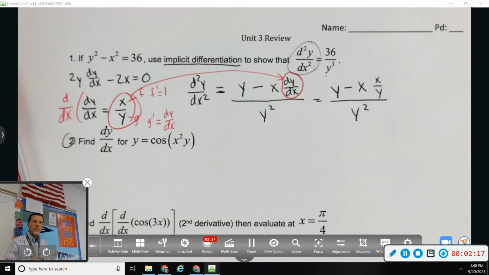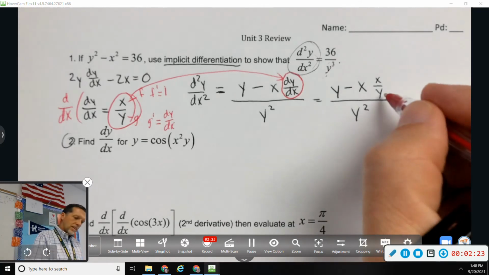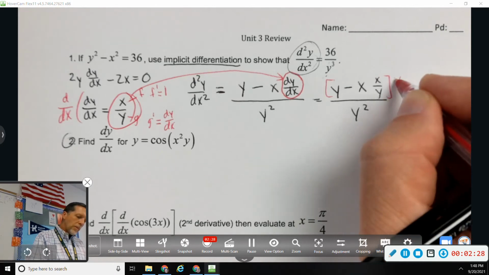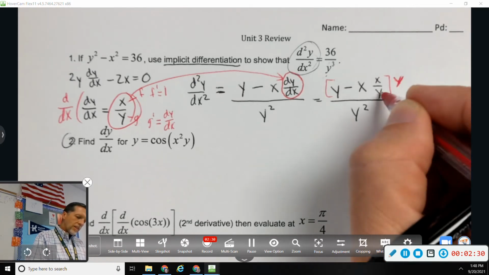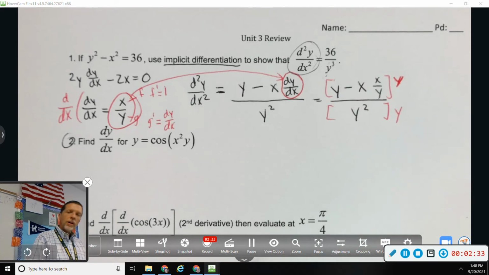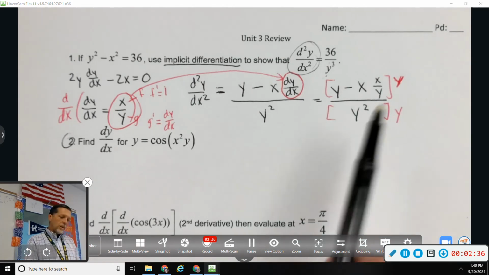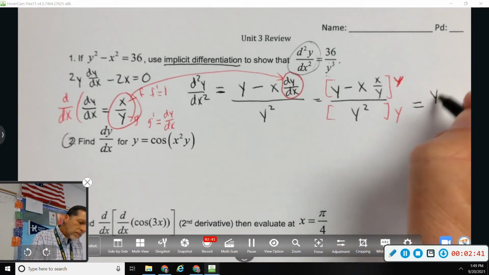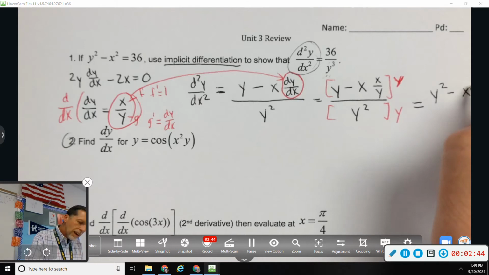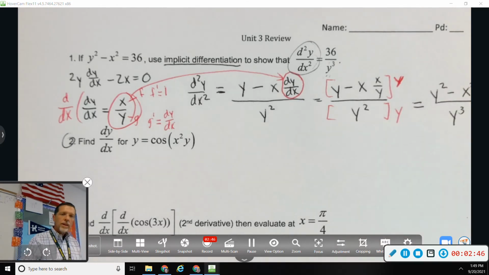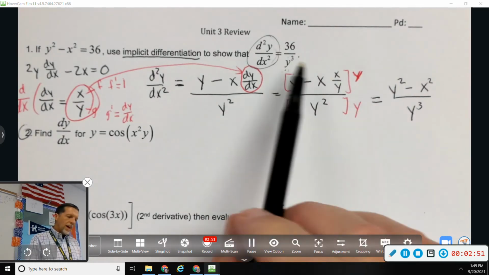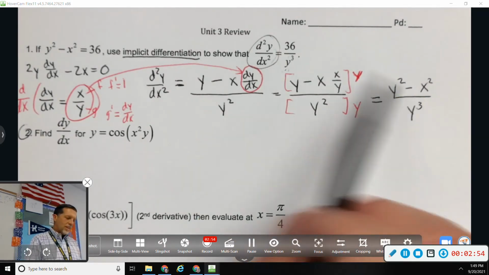What would you like to do next? I'd like to get rid of that y. So if I multiply the top by y, that would fix that denominator, but then I would have to multiply the bottom by y, which is actually really good news because I wanted y cubed in the bottom. So y squared minus x squared over y cubed. Oh yeah, because what's y squared minus x squared? 36.